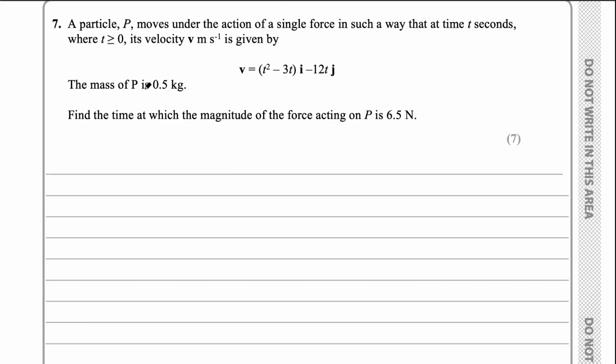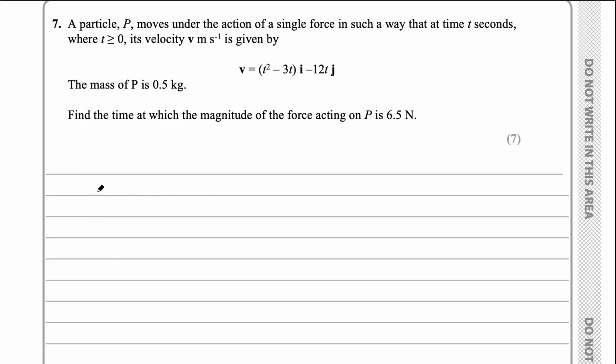Find the time at which the magnitude of the force acting on P is 6.5 newtons. Okay, so we are given the mass, we're given the force at some time t, which we don't know. So we could go ahead and find the acceleration at that time t, and then hopefully we can find a relationship between acceleration and velocity.